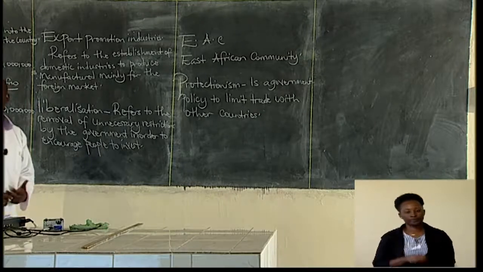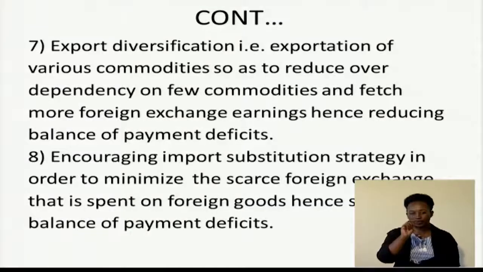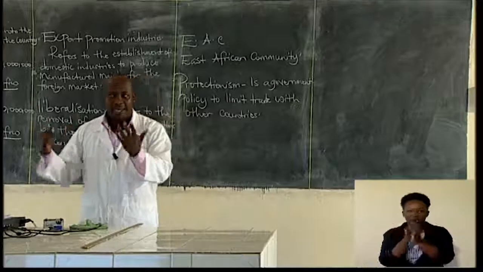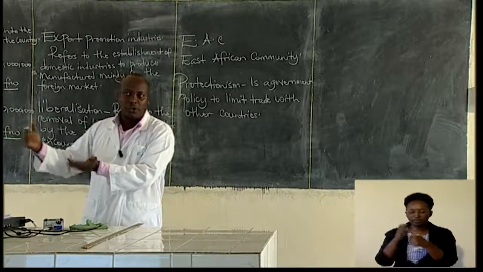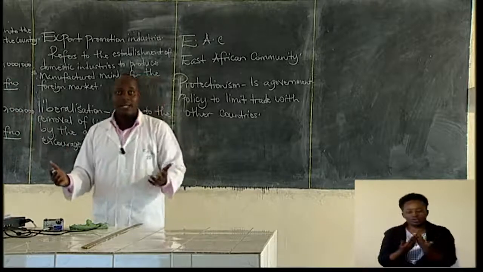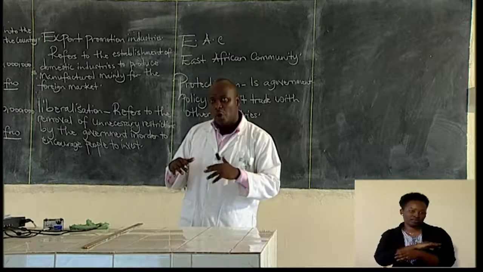The next solution is export diversification, to diversify. What does it mean? It is producing a variety of products. Diversification, you produce a variety. Now, if a country produces various products and exports them to other countries, because it is selling more different types of goods to other countries, the country will be able to generate more income instead of depending on one product.